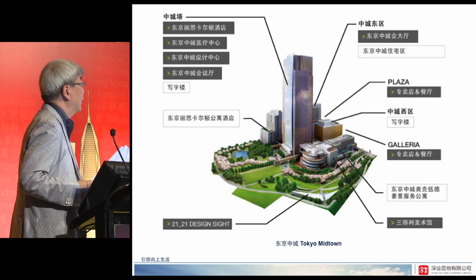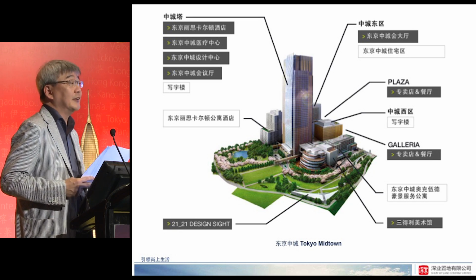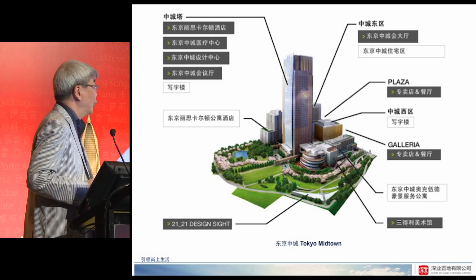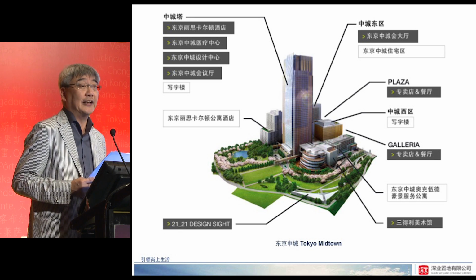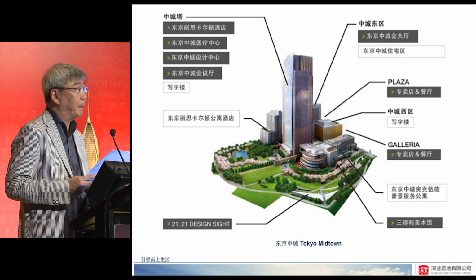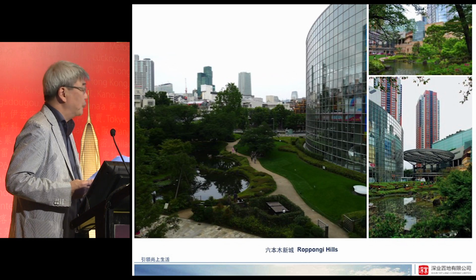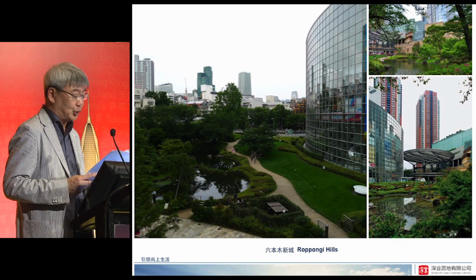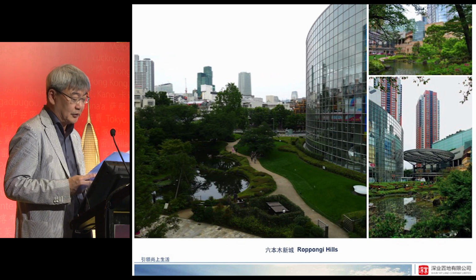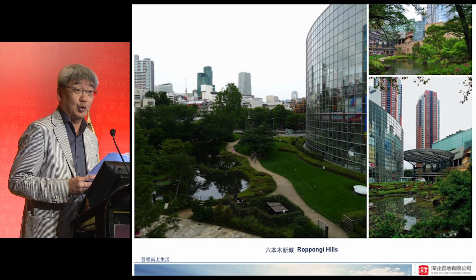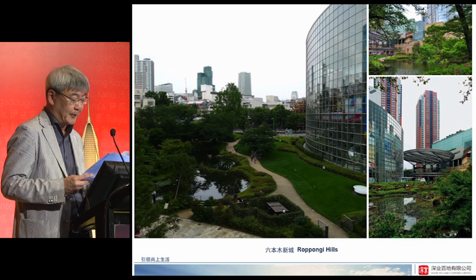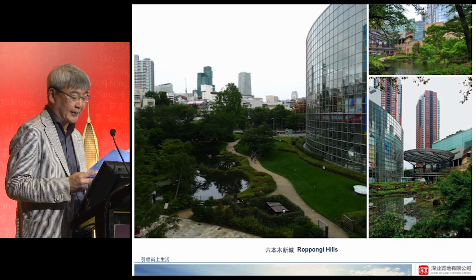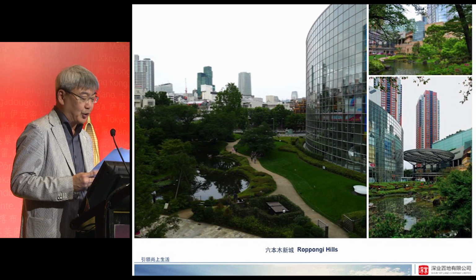Pacific Place in Hong Kong is a very good case study. Tokyo Midtown is another wonderful example. There is an office, apartment, hotel, and commercial space. There is a nice garden nearby. This garden has been very well utilized. Roppongi Hills has been completed for 10 years, but it still attracts a lot of people who try to borrow the experience of this very successful development.